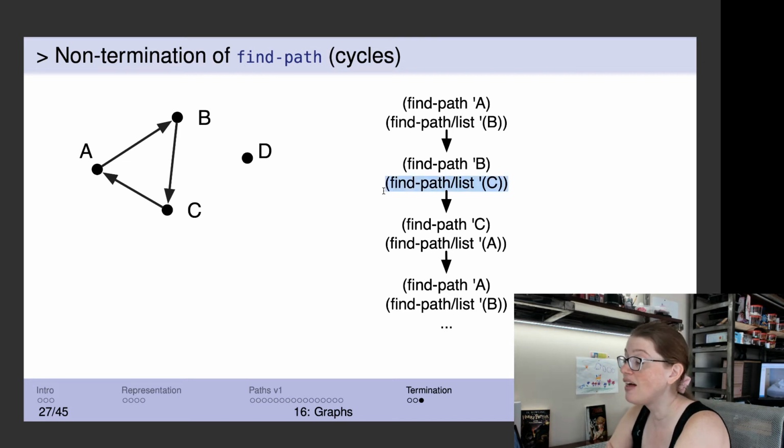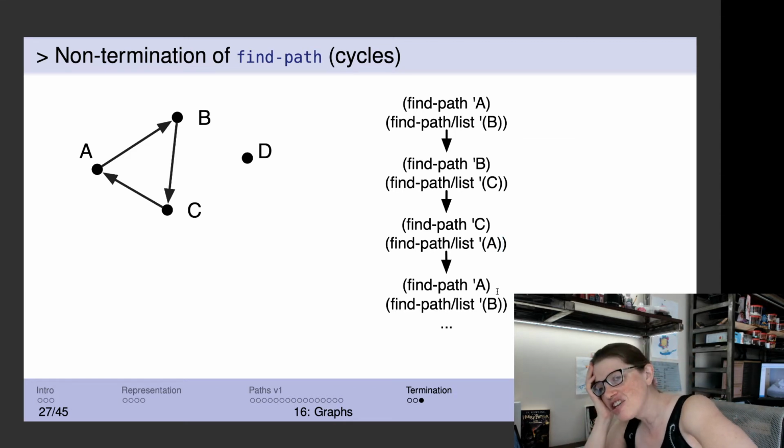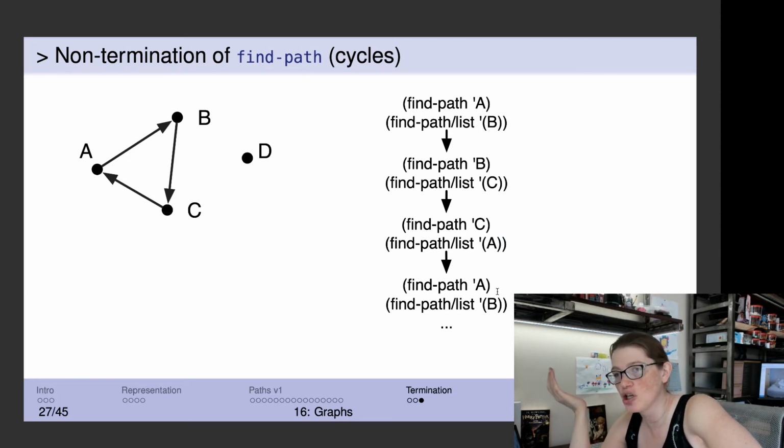So we call find path list on the neighbors, which are C. Then we visit node C, and we say, okay, well, C is not D, so let's see if any of C's neighbors have a path to D. And here you see the problem. We end up with C's neighbors being A, and then we visit A, and we're back to the origin again, and this will actually never terminate, ever.